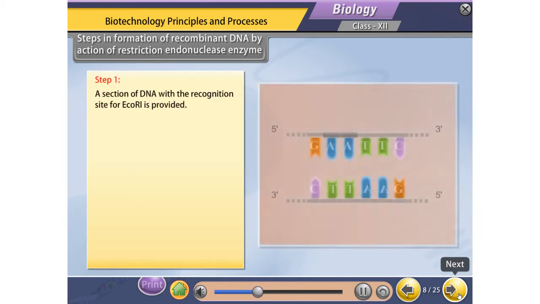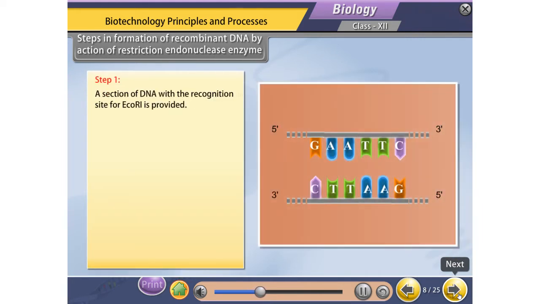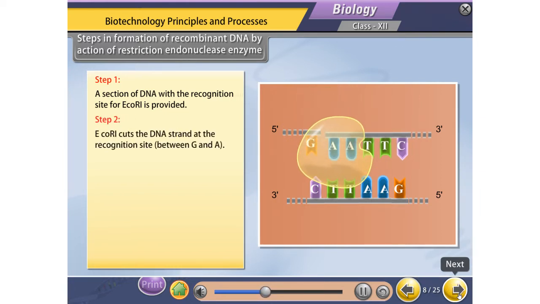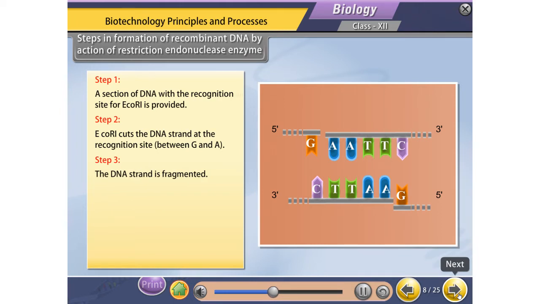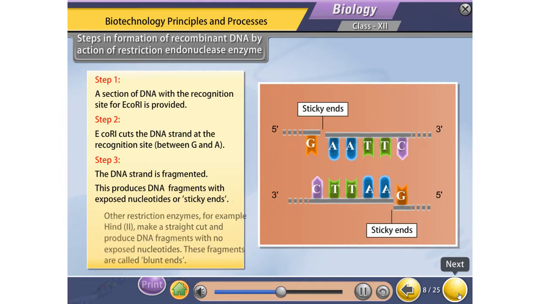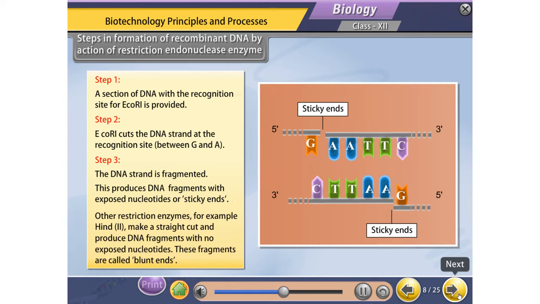Step 1. A section of DNA with a recognition site for EcoRI is provided. Step 2. EcoRI cuts the DNA strand at the recognition site between G and A. Step 3. The DNA strand is fragmented. This produces DNA fragments with exposed nucleotides, or sticky ends. Other restriction enzymes, for example Hind II, make a straight cut and produce DNA fragments with no exposed nucleotides. These fragments are called blunt ends.